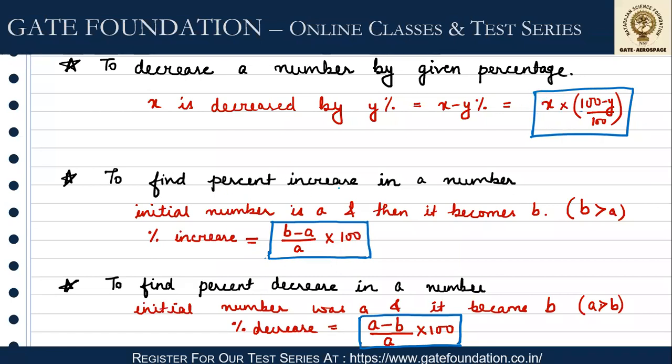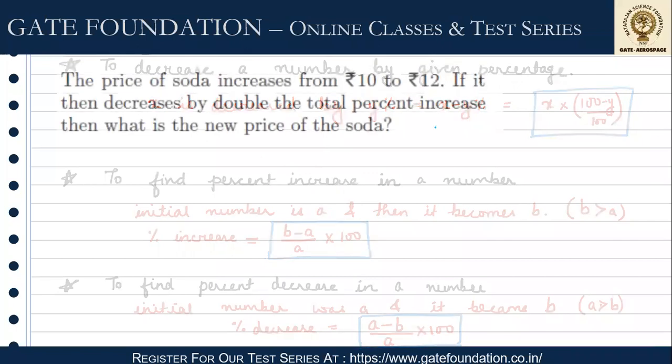Now when we are supposed to find the percentage of increase or percentage of decrease, the initial number is taken as a reference. So when we have multiple operations, the current number on which the operation is being performed is taken as the reference. That is the thing we need to understand. Right. Now let's try to solve some of the questions.